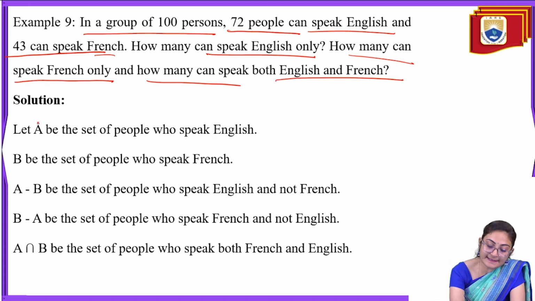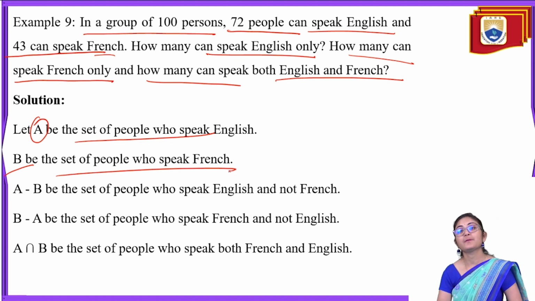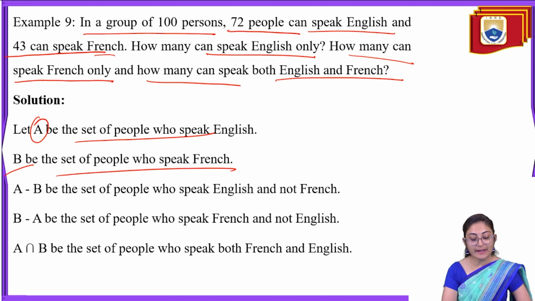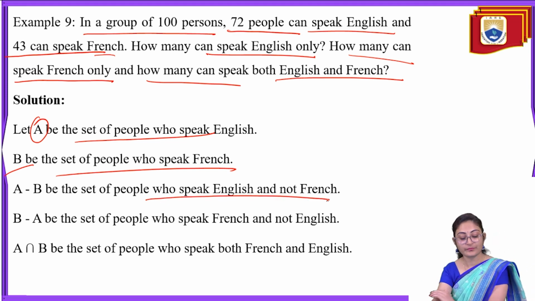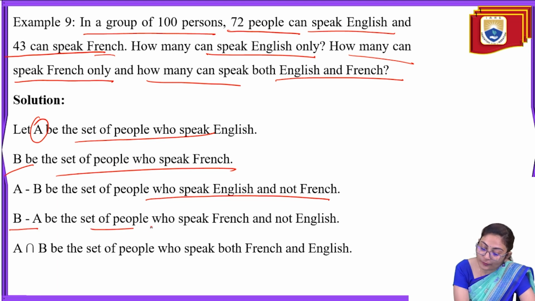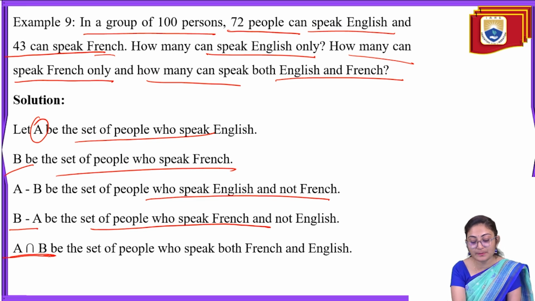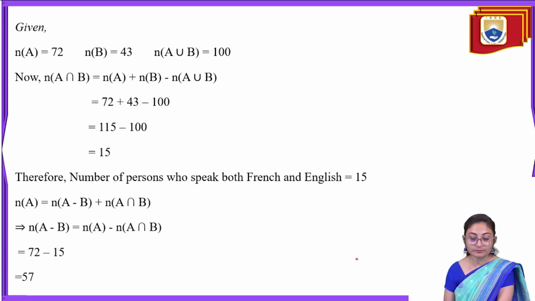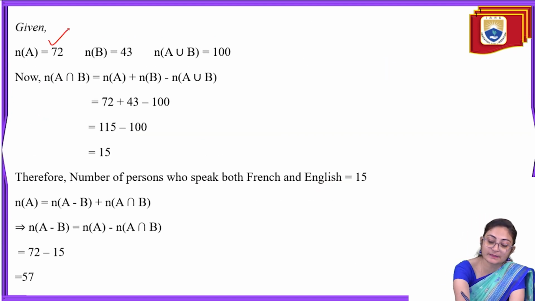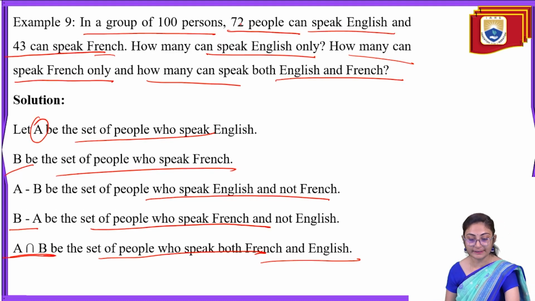Now let's consider A be the set of the people who speak English, B be the set of the people who speak French. Now A minus B be the set of people who speak English but not French. B minus A, set of the people who speak French but not English. And A intersection B means set of the people who speak both French and English. Now given is that n of A is 72, n of B is 43 and n of A union B is 100.